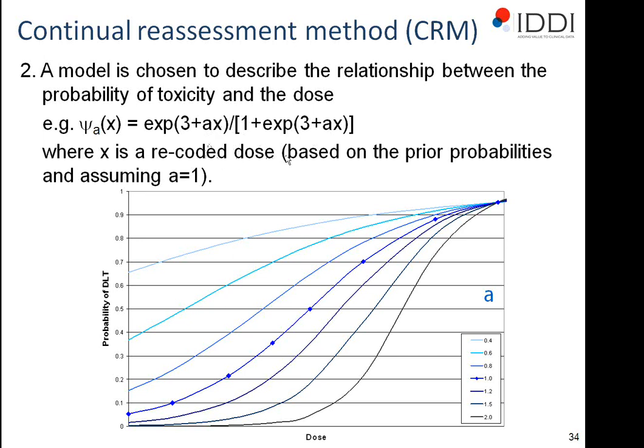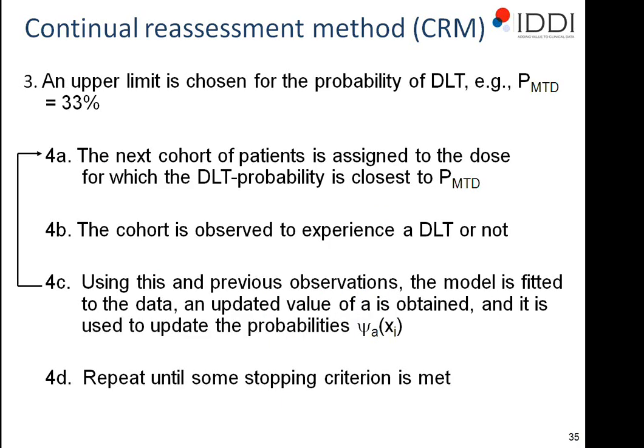So, for instance, the dose may be recoded based on the prior probabilities, which are assumed for the dose toxicity curve with parameter A equal to 1. So essentially what you say is, okay, these are my potential dose toxicity curves, and in the process of data collection we'll be trying to update our model, selecting these different curves, and based on the curves we'll be selecting the doses for the next patients.